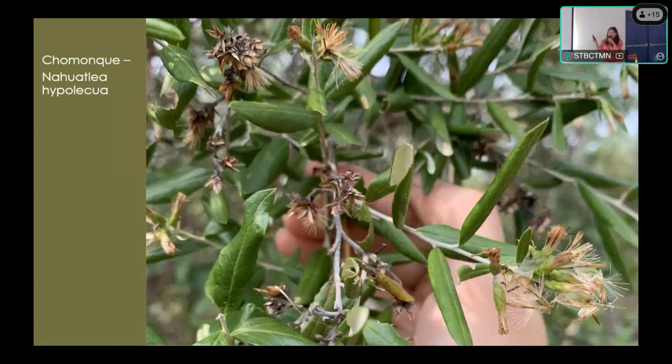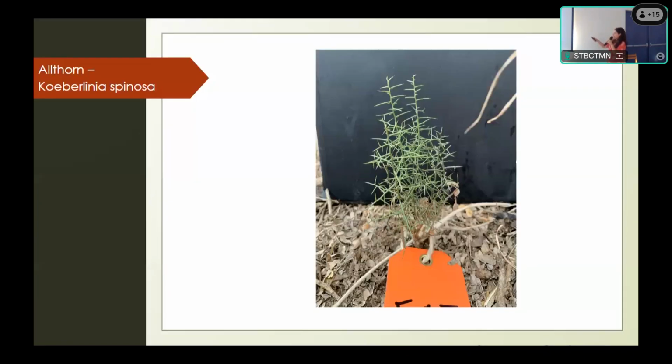This is an Asteraceae that's a tree, which is super cool. I think it's the only one in the valley that's a tree Asteraceae. Super cool. And the undersides of the leaves are like this silvery white color. It's a gorgeous plant. This is an all-thorn, but it's a baby, and I think it's super cute.